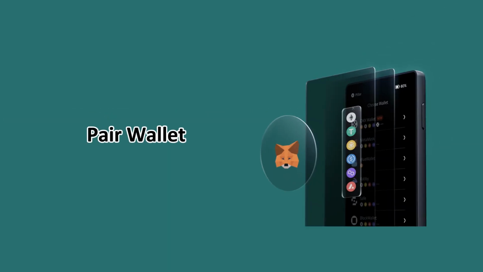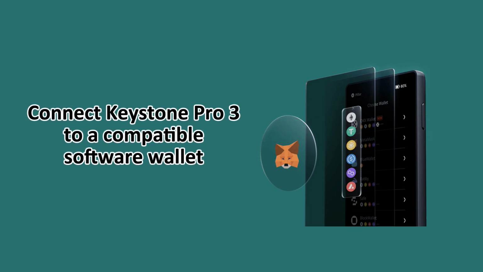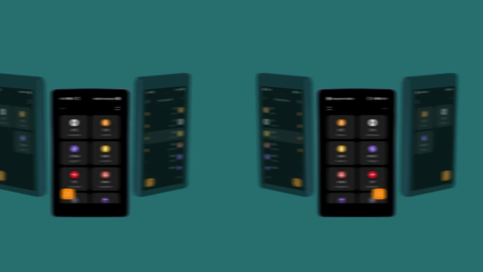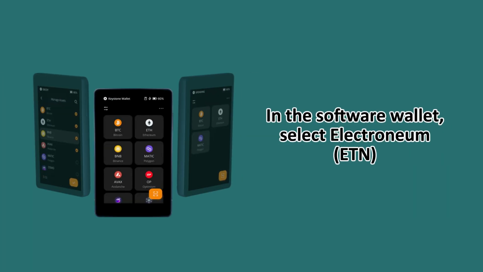So go ahead and pair your wallet by connecting your Keystone Pro 3 to its companion mobile app or a compatible software wallet. This could be MetaMask paired with Keystone. Then next, select ETN. Now in the software wallet, select ETN since ETN is EVM compatible. You'll likely be using an Ethereum compatible address.